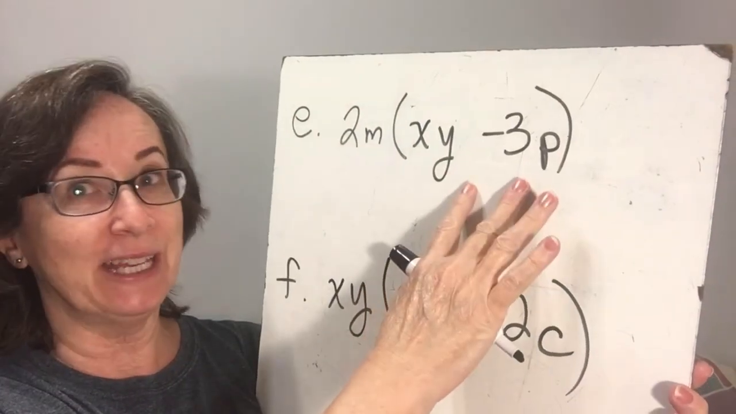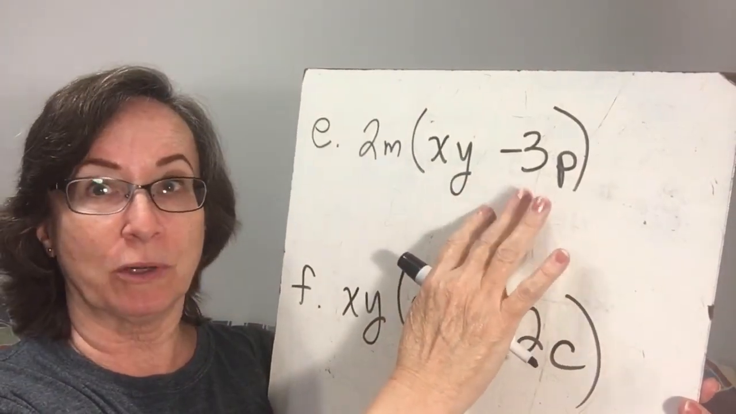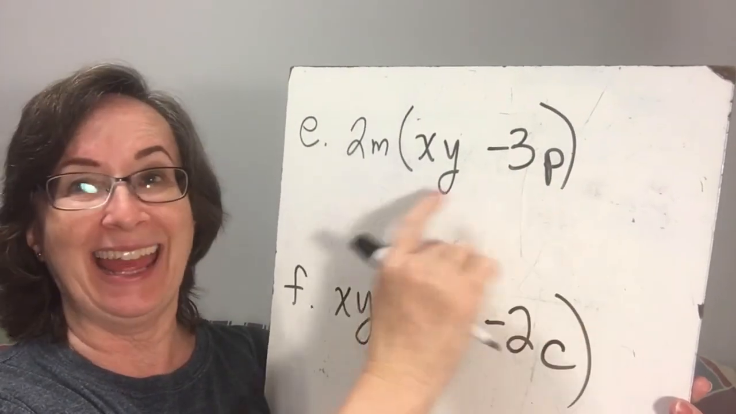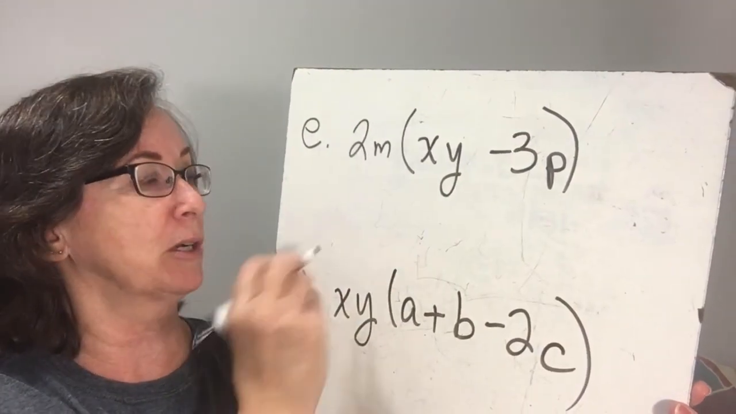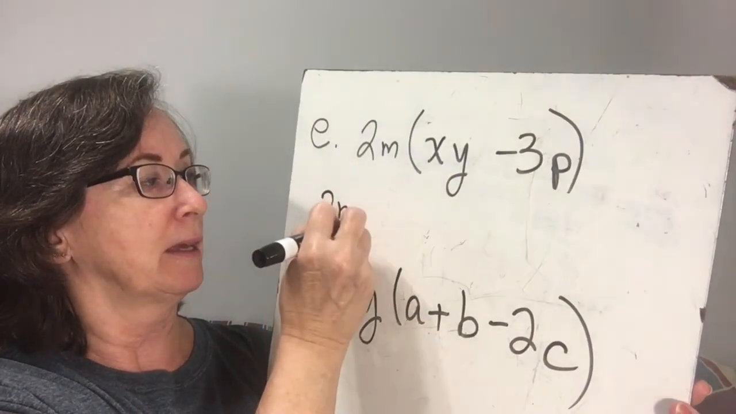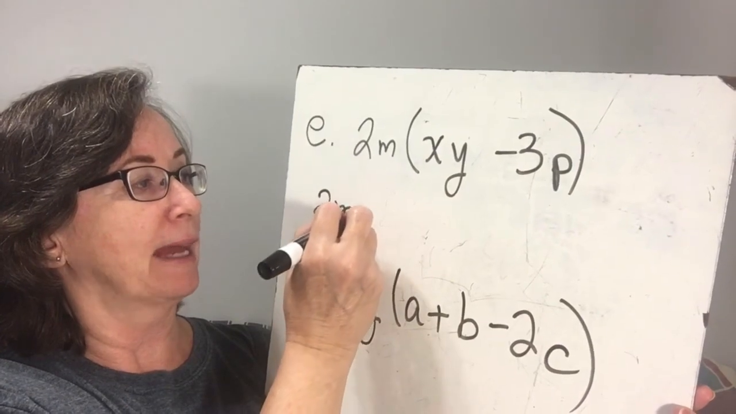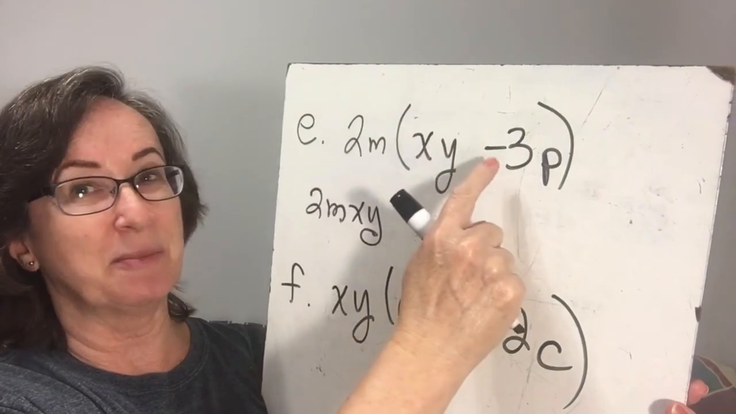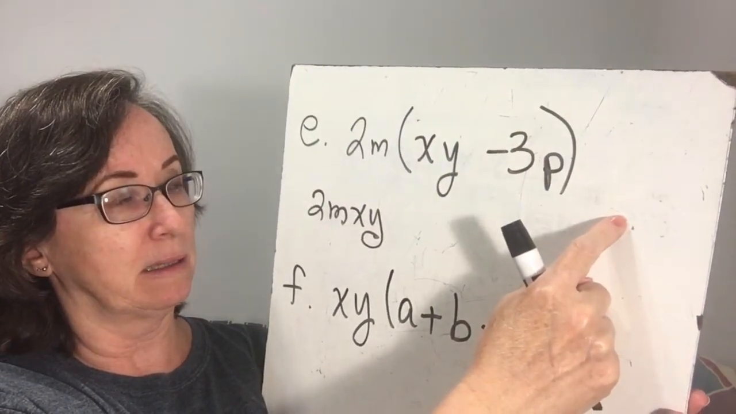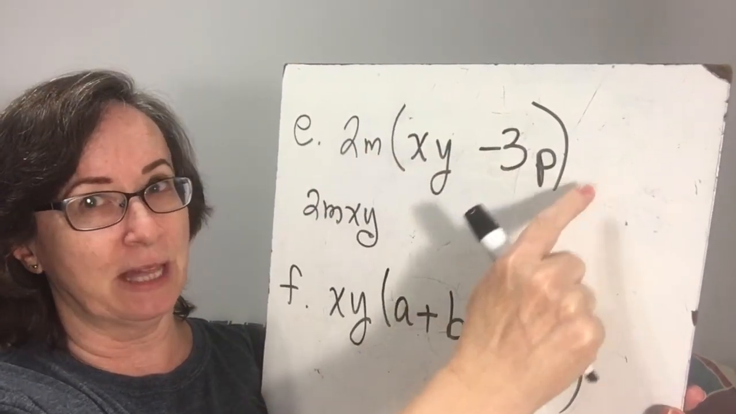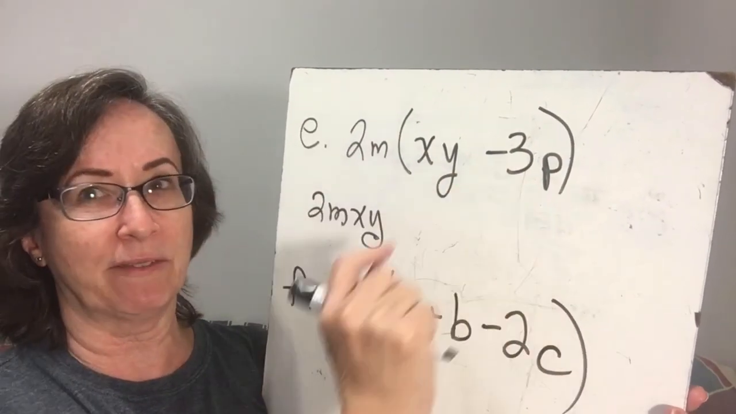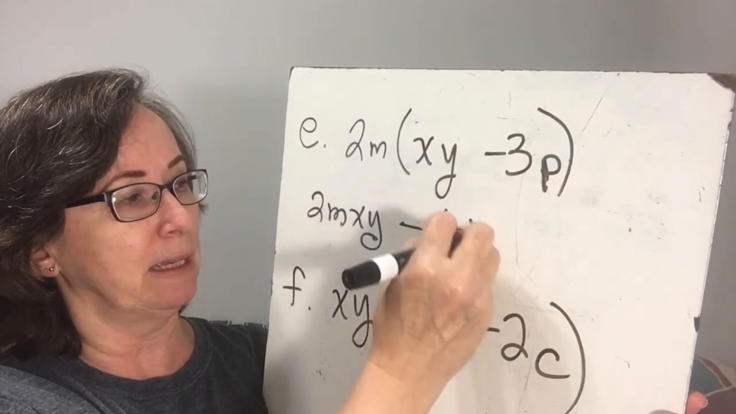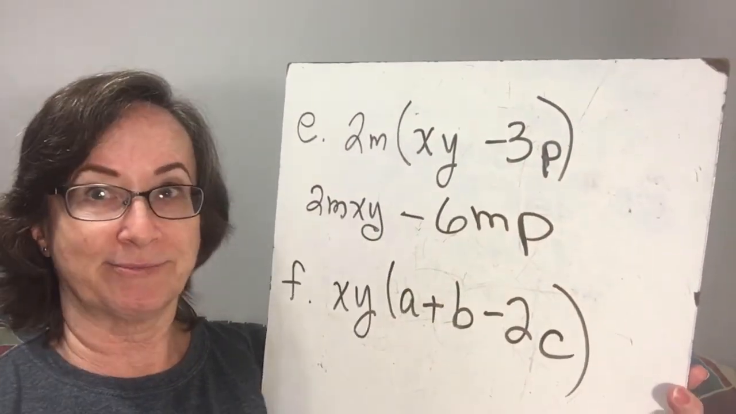Okay, we cannot use just normal order of operations here. We have to use the distributive property because we cannot add or subtract these two terms. So we're going to have 2m times xy, and then 2m times a negative 3p. Right, so I can attach that minus sign to it. 2 times a negative 3 would be a negative 6. So minus 6mp. And that does it.